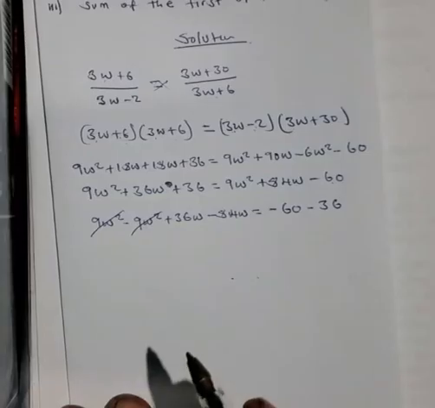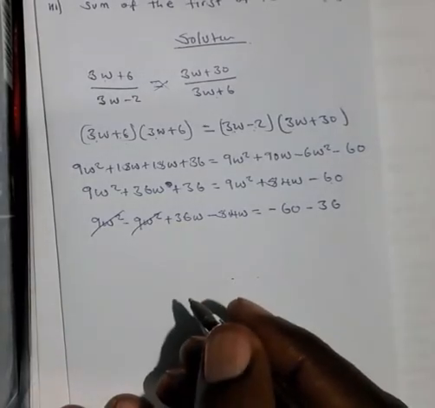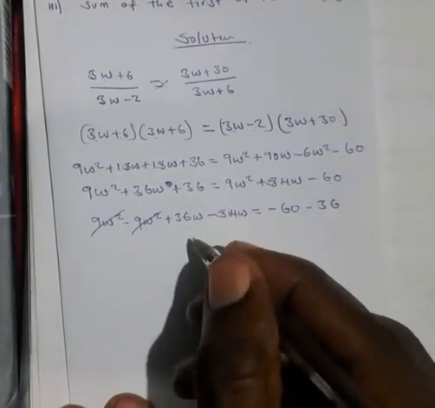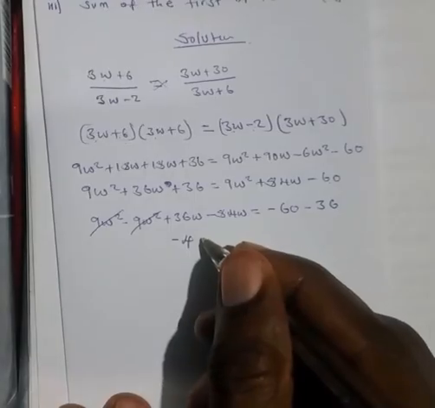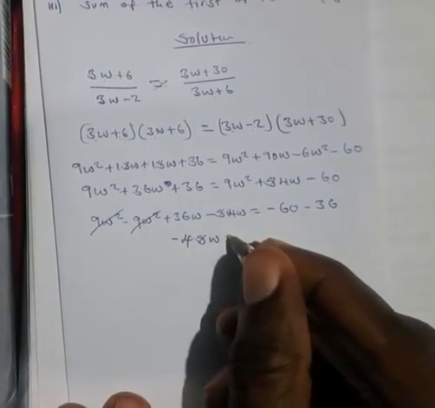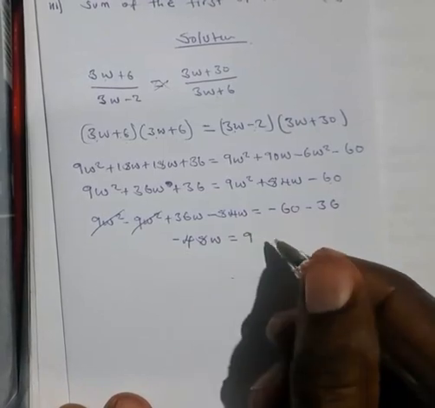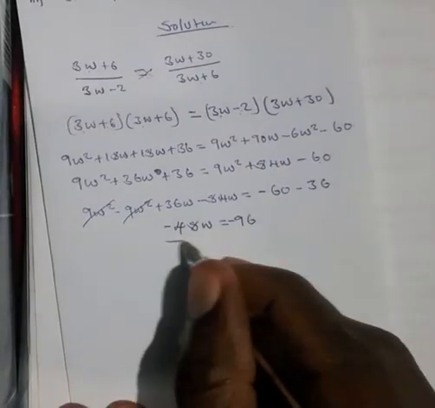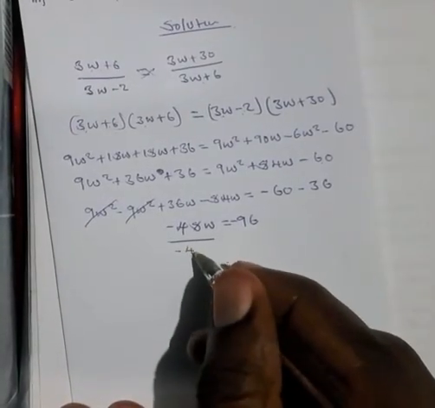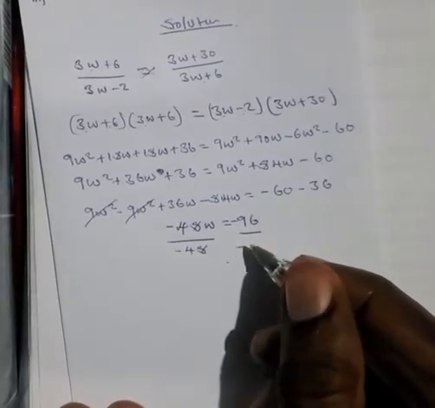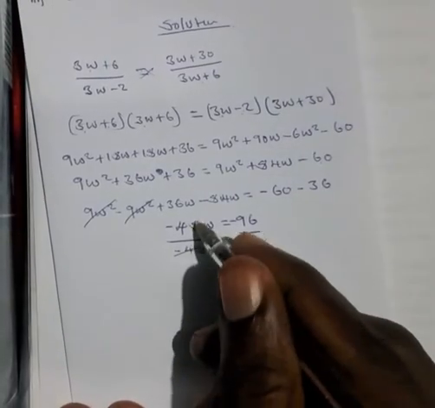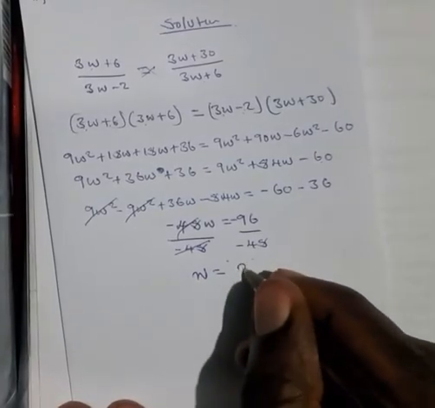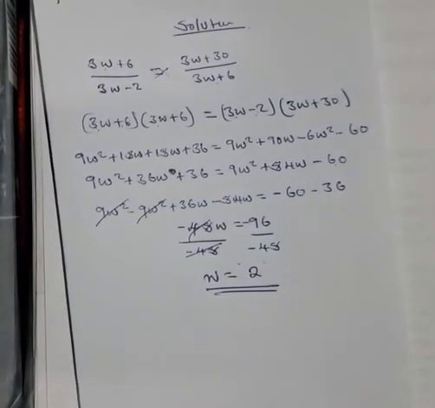I think this should be 48. Let's see. Yeah, negative 48w is equal to, this one will give us negative 96. Then from here we're going to have negative 48 over negative 48, so that this and this are cancelled. We have w is equal to 96 over 48. I think here it is 2, so w is equal to 2.